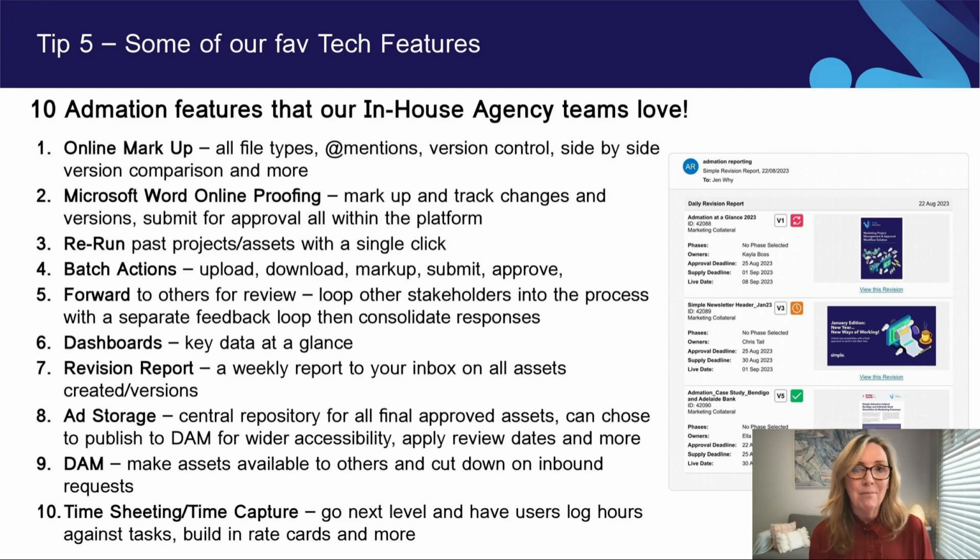So online markup goes without saying. We want to be able to create assets and then share them around to everybody who needs to be able to review them, give us their feedback and approve them. So what are my file types? It might be a web banner, it might be a video, it might be a PDF, it might be a JPEG. How can I upload that? Have people comment on it, mention others to bring them into the process, have version control so we can see what version we're up to, side-by-side comparison, and so many other features in online markup.